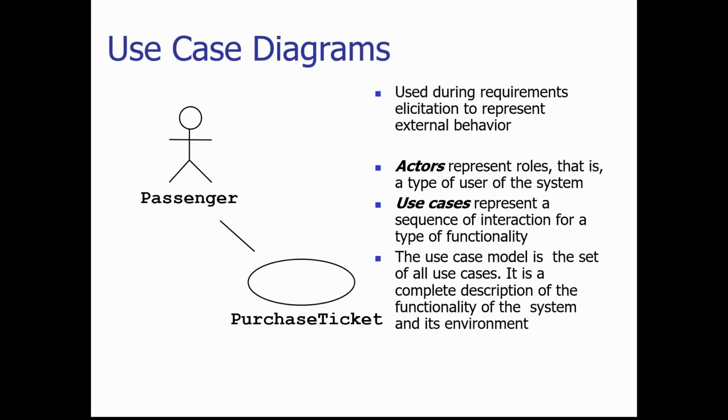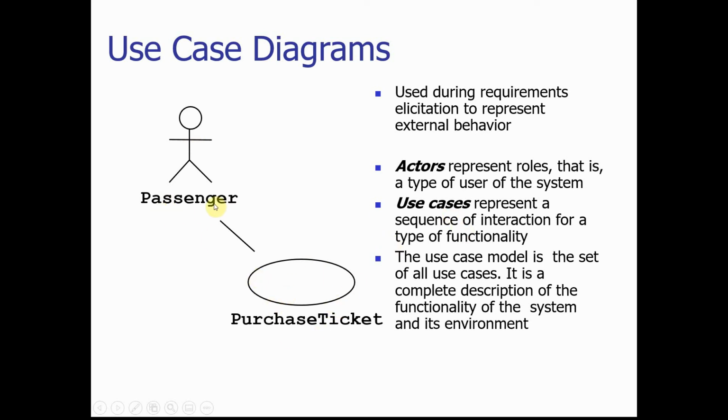So let's look at what a use case diagram is. A use case diagram consists of actors and use cases. Here, the actor represents a role, a type of user of the system. So basically, the actor is outside the scope of the software, and the use case represents the sequence of interactions for a type of functionality.